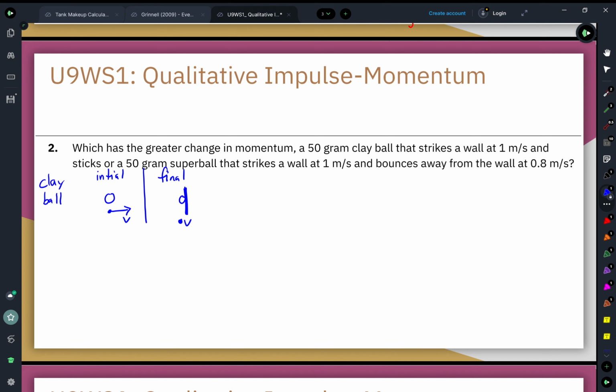So in this case, since I'm just looking at the ball, I want to figure out what the change in momentum of the ball is going to be. In order to do that, I am looking for the momentum at the end, the final momentum, minus the momentum at the beginning, the initial momentum. For both of these, to calculate my momentums, it's mass times velocity. The mass is going to be constant, so the only thing that's changing is our velocity.